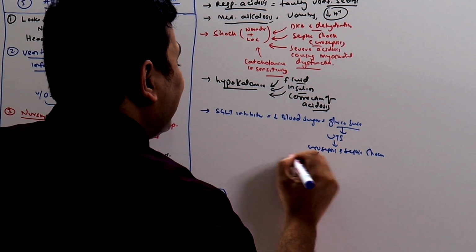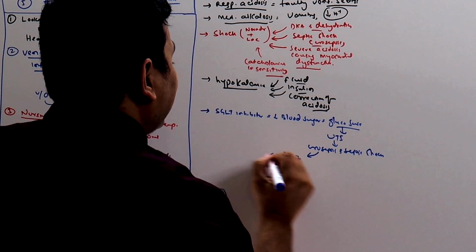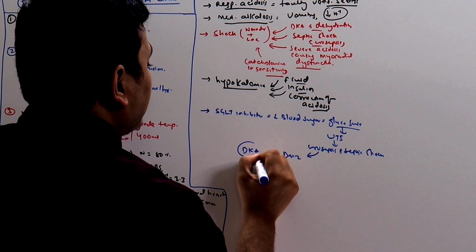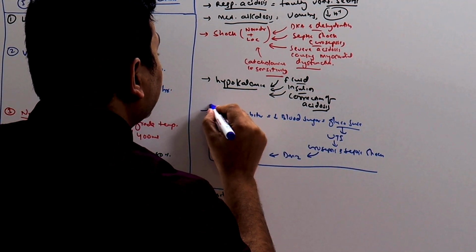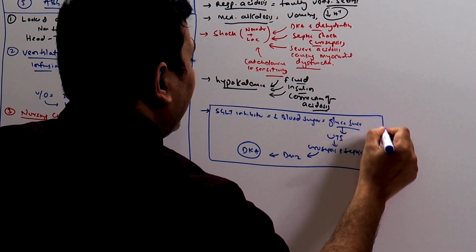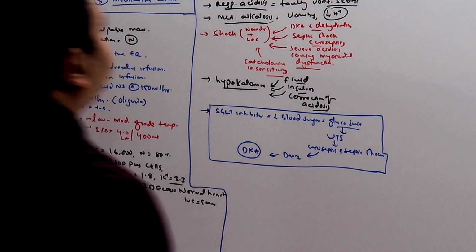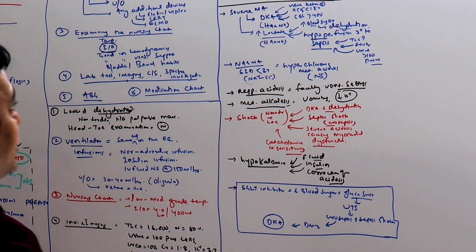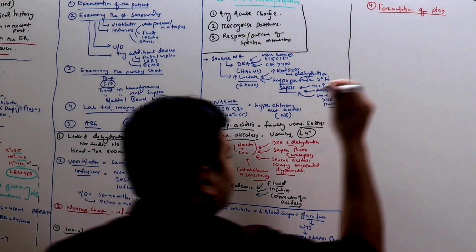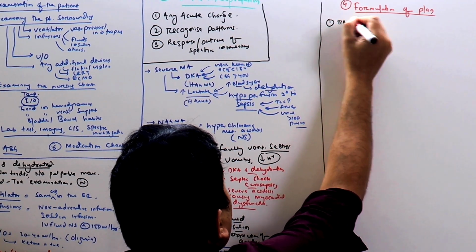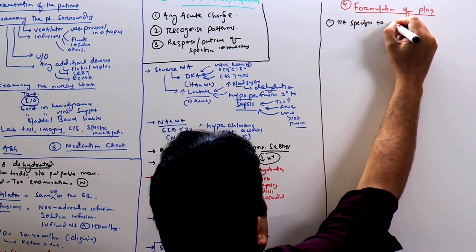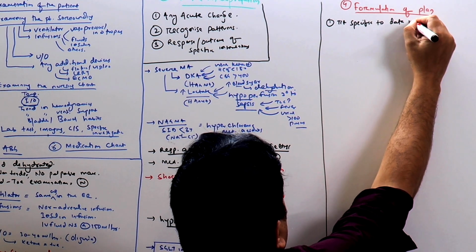Urosepsis in a DM2 patient can precipitate diabetic ketoacidosis. So this is one of the major patterns that you have to understand in this situation that is causing all sorts of problems. So this is our interpretation. In the formulation of plan, there are three things. Number one is treatment specific to data interpretation.